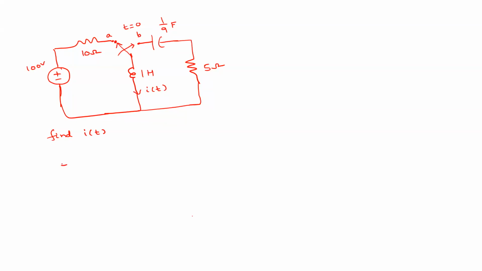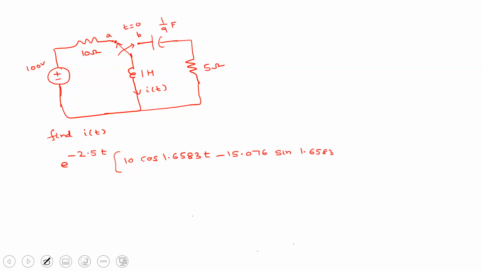So we have the answer for this: e to the power of minus 2.5 t, 10 cos 1.6583 t minus 15.076 sine 1.6583 t amperes. So initially the switch is at position A and it is moved to position B. That is the data that is given.